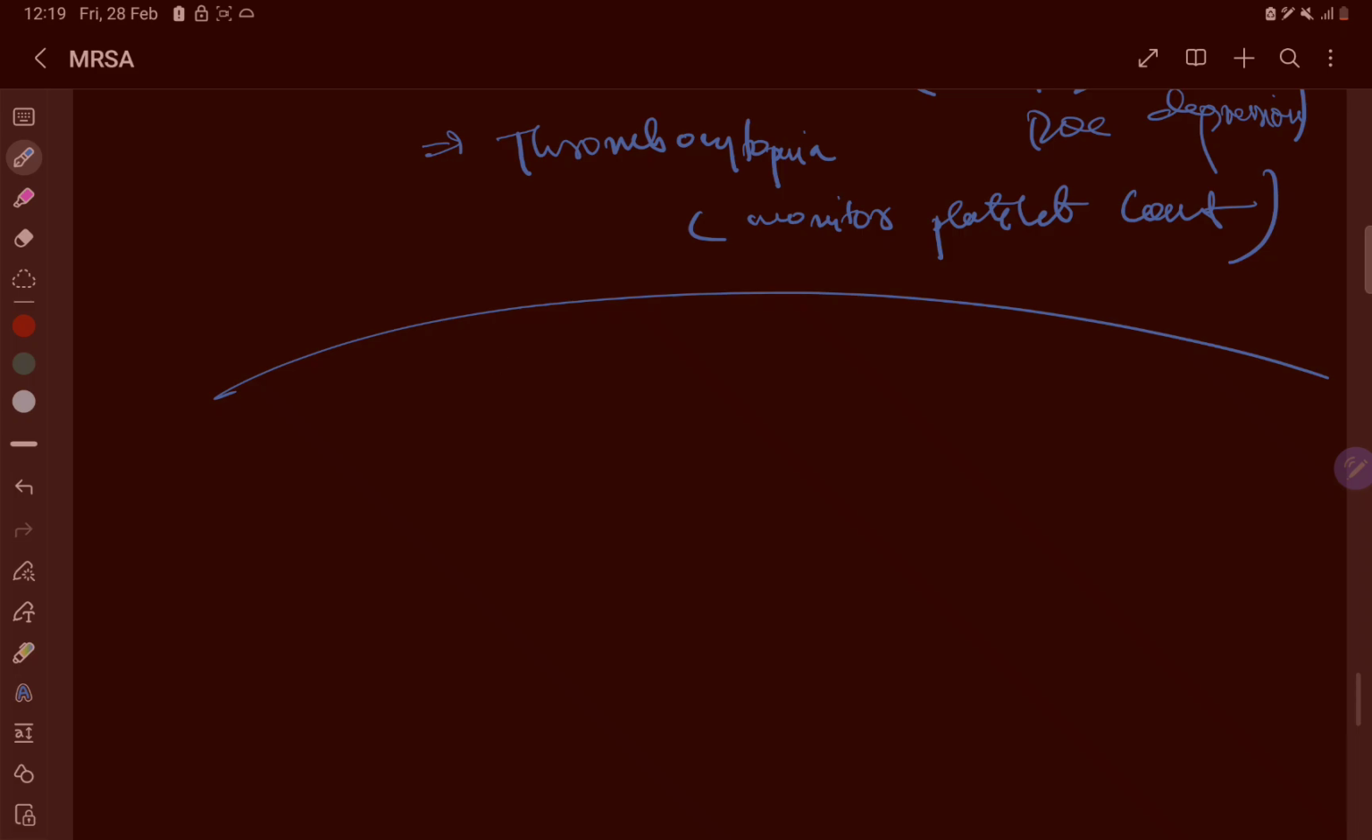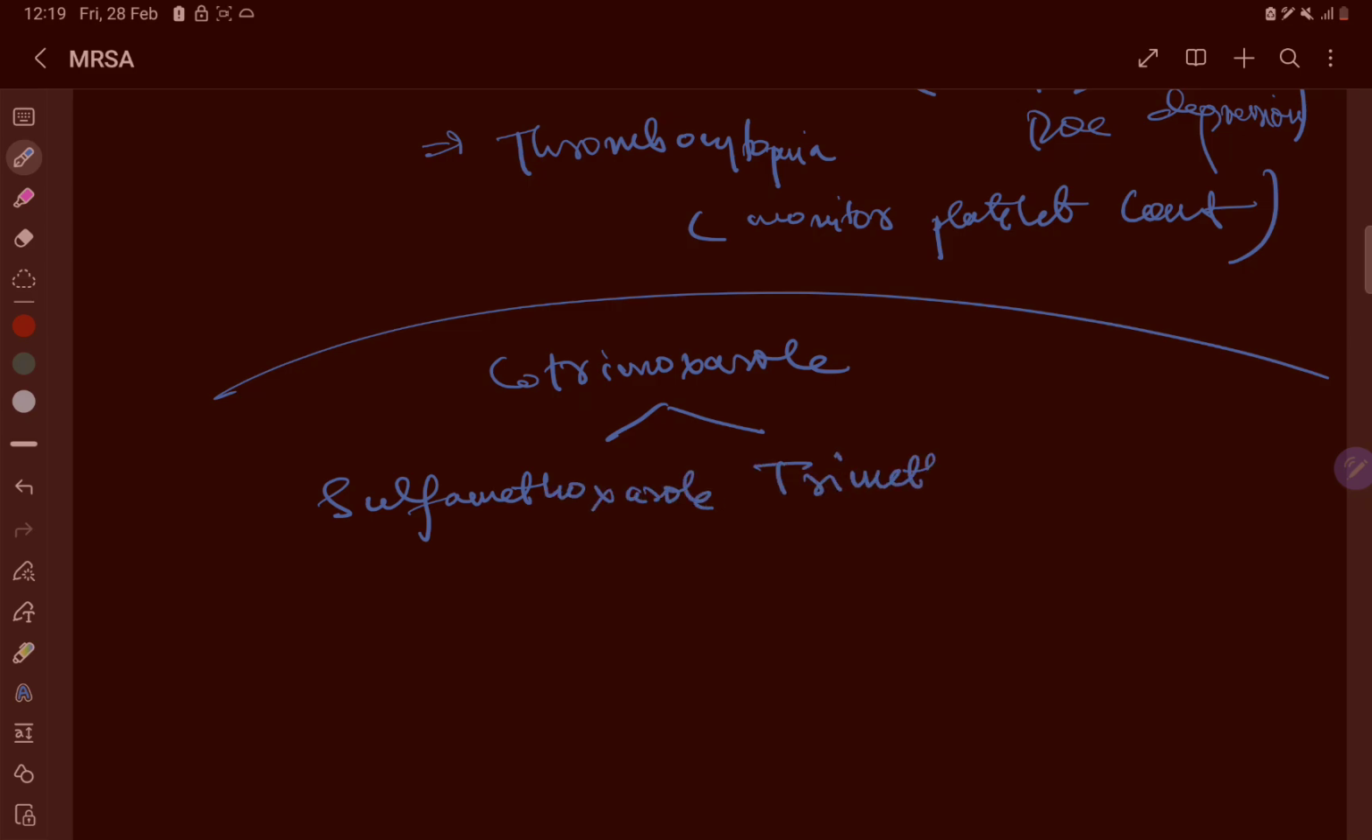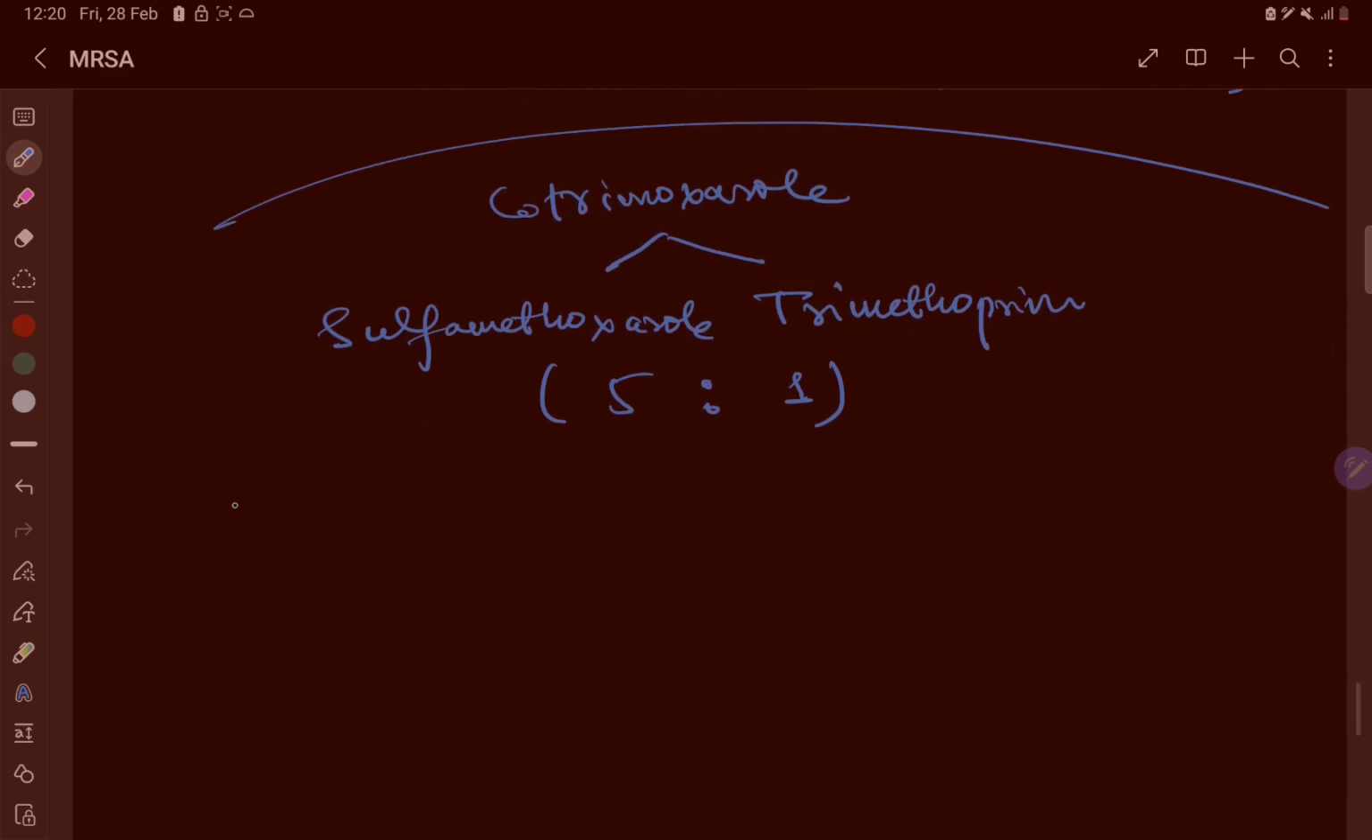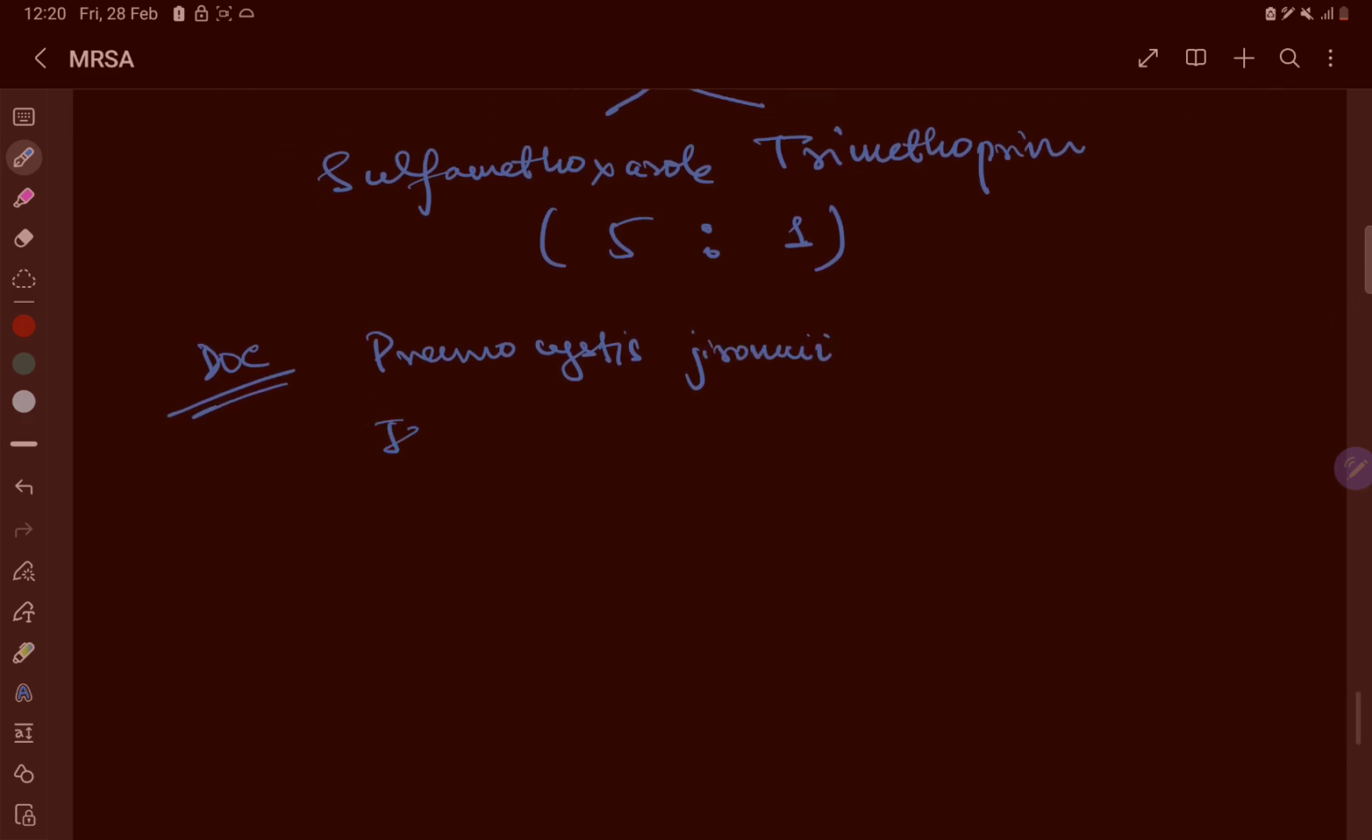Other drug, I think final drug, cotrimoxazole has two components, sulfamethoxazole and trimethoprim in 5:1 concentration. ठीक है. Now it is a bactericidal drug of choice in pneumocystis jirovecii infection, in AIDS, or as such.